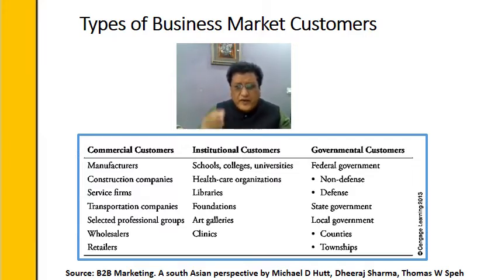On the other extreme, you find government customers, which are federal government. By federal government, perhaps they mean the union government. Yes, they mean union government. So non-defense customers, defense customers. What are non-defense customers?